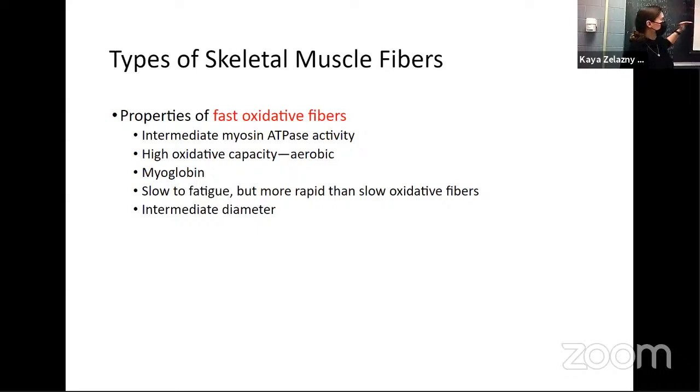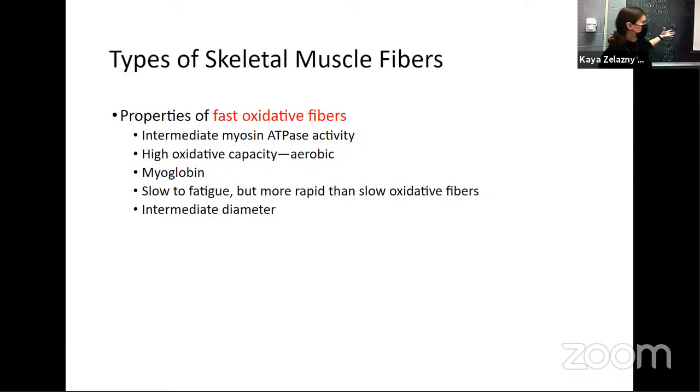But instead of doing glycolysis, which was also a fast, but fast-to-fatigue process, now we're doing oxidative phosphorylation, which means that we're going to see some of those adaptations for oxidative phosphorylation, including myoglobin, that molecule where we're storing extra oxygen. Okay, so the fast oxidative fibers would have a fast twitch. They'd be relatively strong, so they're intermediate in diameter. They're relatively strong, not as strong as the fast glycolytic ones, but stronger than our slow oxidative ones.